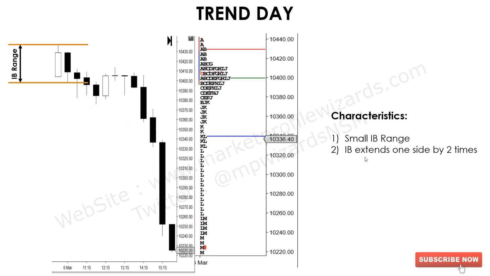And then we have a third characteristic, which is the probability of occurrence. We all love trend days and are excited for them, but in terms of probability of occurrence, it's only 15%, which means if I take the last 100 trades, out of that I can expect 10 to 15 trades to be trend days, right?